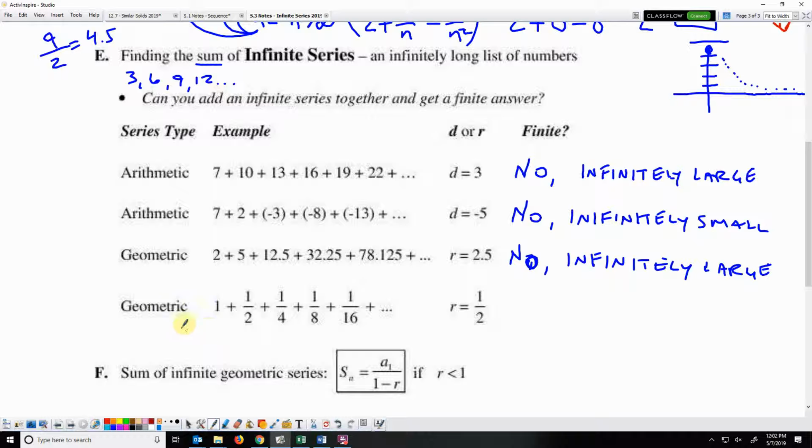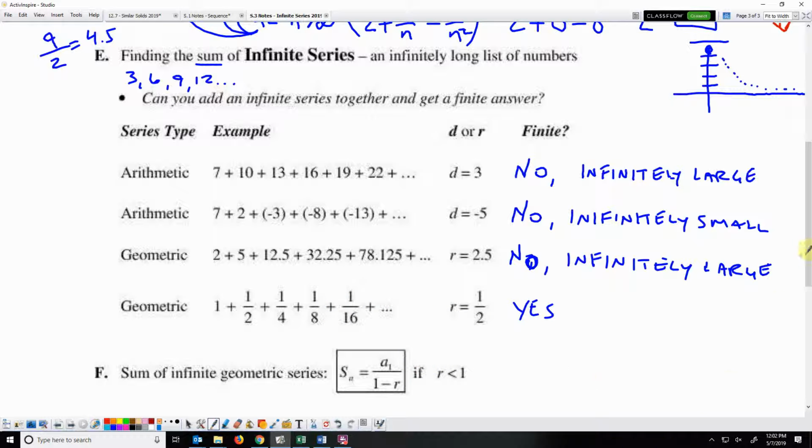Okay, and here's a case where it's geometric and r is 1/2. So I'm adding 1/2, 1/4, 1/8, 1/16. Now these numbers are not getting infinitely larger or infinitely more negative. In this case, these numbers are getting infinitely closer to 0. In this case, I could add all of the terms of this series all the way to the infinity term.